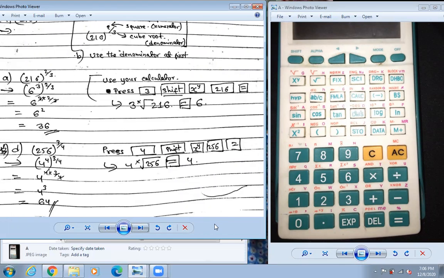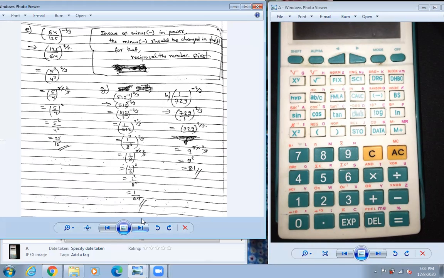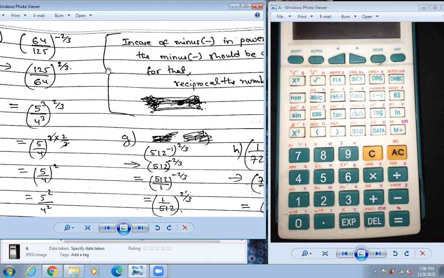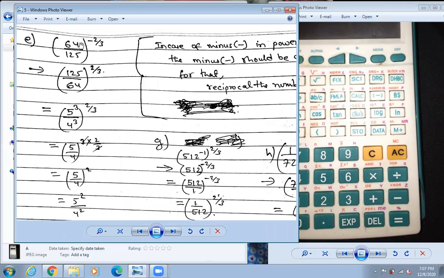Okay, so let me go to the next question, number e. There is again a next twist over here: 64 divided by 125, and the power is not only 2 by 3, there is minus 2 by 3.